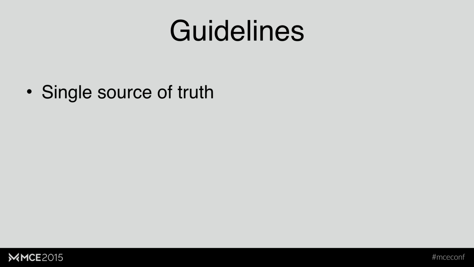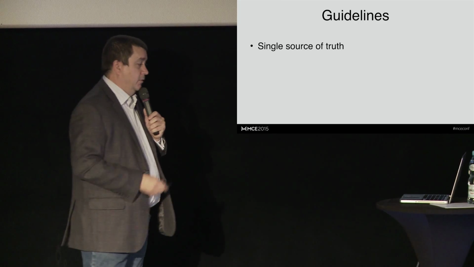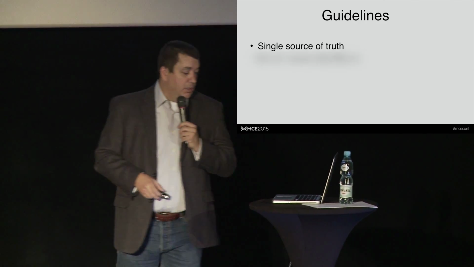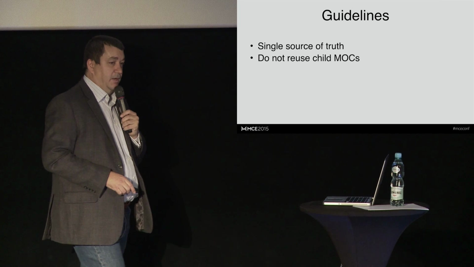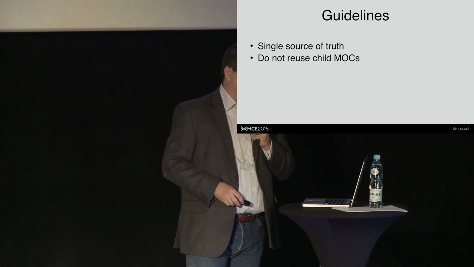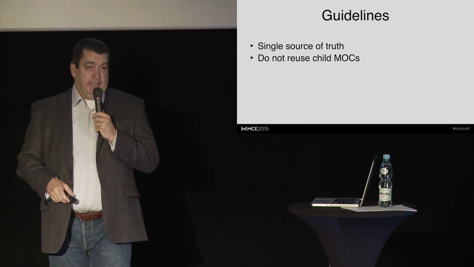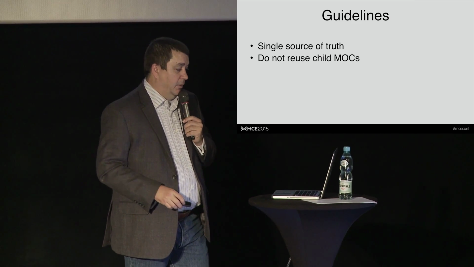So, guidelines. Single source of truth. Have I beat that drum enough today? I hope so. Single source of truth. You only use one mock for your UI. Always, always, always. Do not reuse child mocks. They're throwaway. If you have a mock that's underneath the main, you use it for one thing and you throw it away. You don't use it again. Do not hang on to it for the life of the app. It can work. It will work 90% of the time. The other 10%, you'll scratch your head wondering where the hell that data went.